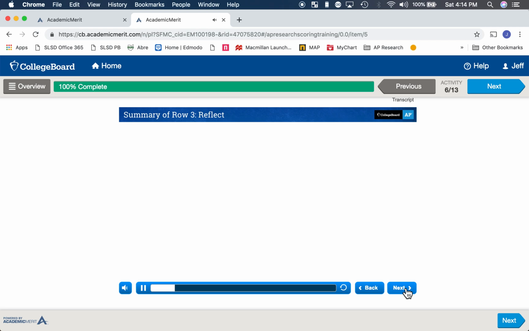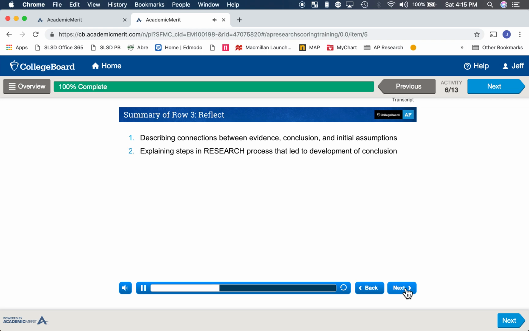So let's finish up these 2 rows with a summary of row 3. What we are looking for in row 3 is that the student can describe the connections between the evidence generated, whatever the method, the conclusion made, and the initial assumptions or hypotheses had at the beginning of the inquiry process. Remember, this is the reflecting back row of the presentation. Second, in addition to the first requirement, we're looking for whether or not the presentation provides us with an explanation of the steps in the capital R research process that led to the development of the student's conclusion.